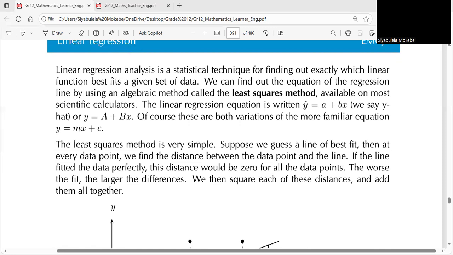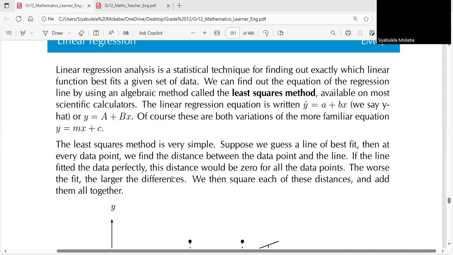Linear regression analysis is a statistical technique for finding out exactly which linear function best fits a given set of data. We can find the equation of the regression line by using an algebraic method called the least squares method, available on most scientific calculators. The linear regression equation is written this way. We say y hat, so that's y hat equals a plus bx. Of course, these are both variations of the more familiar equation y equals mx plus c.